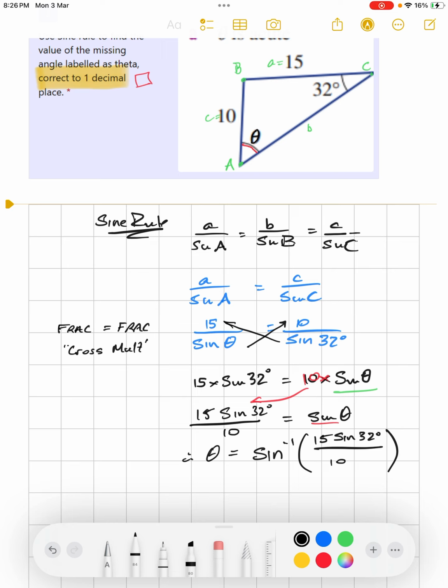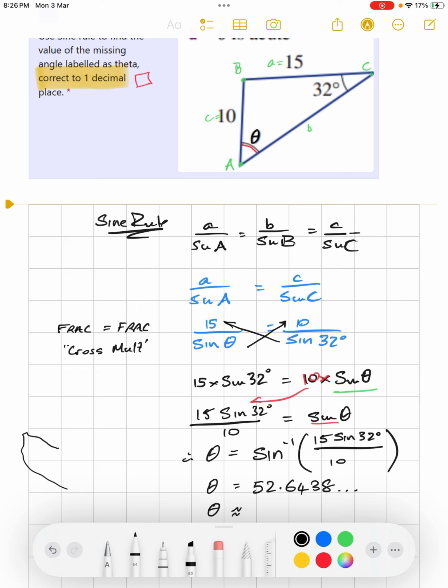So we've got the inverse sine, and we can do the whole thing. On the numerator of a fraction I'm going to put 15 sine of 32, and on the denominator I'm going to put 10. Let's close that bracket and hit enter. The calculator says 52.6438... Now go back to the question, you see it's correct to one decimal place.